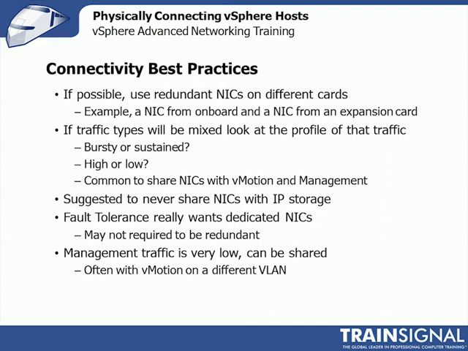Fault tolerance really wants dedicated NICs, but they don't have to be redundant. If you want to use fault tolerance and you don't want to keep adding ports to each of your hosts, you can use a single NIC for fault tolerance. If that NIC or port should fail, it will restart the FT VM on another host to be protected. So it's not required to be redundant. I haven't seen a big adoption rate for fault tolerance, mainly because of the single vCPU limitation. Hopefully we'll see that going away. As soon as it does, I think fault tolerance deployments will go way up and we're going to see more people use this.